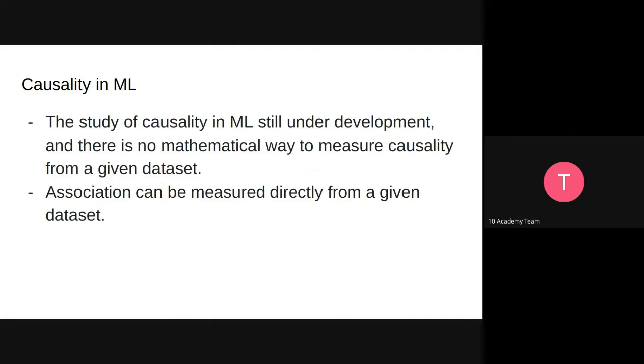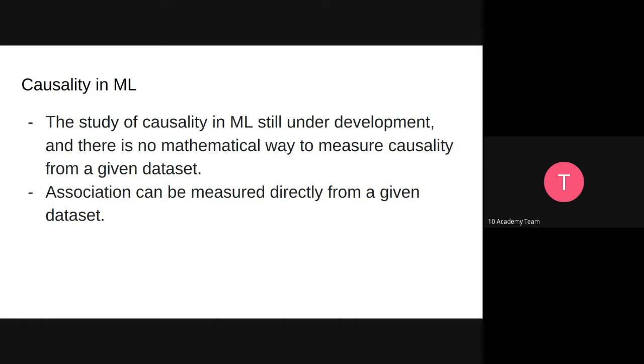Causality in machine learning. The study of causality in machine learning is still under development, and there is no mathematical way to measure causality from a given data set, because when you are working on a specific data set, that data set is static in nature, and we can't go back in time and have the original source or measure the original cause of that specific feature that we are interested in studying. So we can't exactly derive relationships from static data and find out which features are causing the change or bringing the effect for some specific feature.